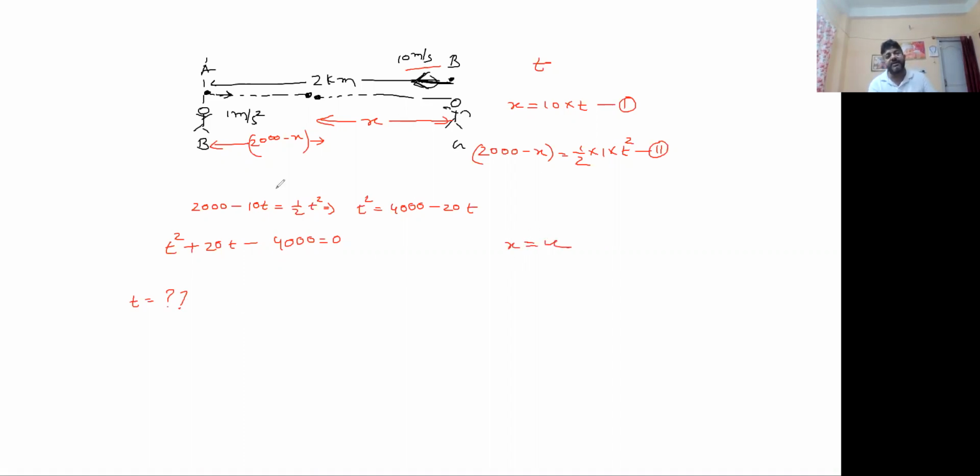So the distance traveled by the girl is x, and then 2000 minus x, I can find out the distance traveled by the boy. Clear? Is it okay? Sir, 2000 minus 10t equals to half t square.